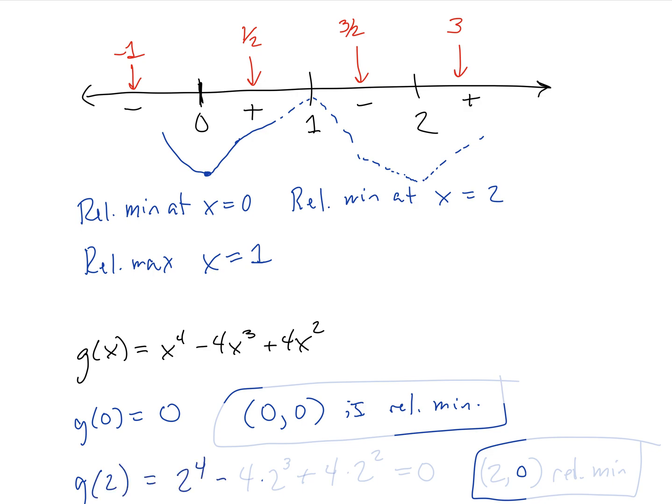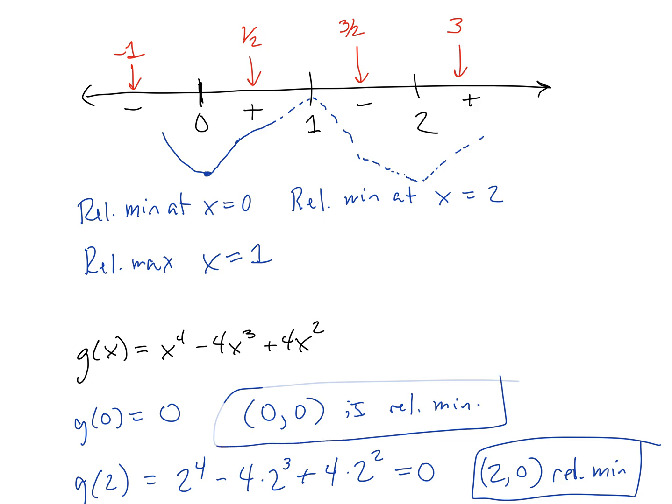2 to the 4th minus 4 times 2 cubed plus 4 times 2 squared. Notice we're plugging into the original function. We're finding the output of g at that point, which is also a relative min. And if you do calculate that, you'll find out it's 0. So this is (2, 0), a relative min.